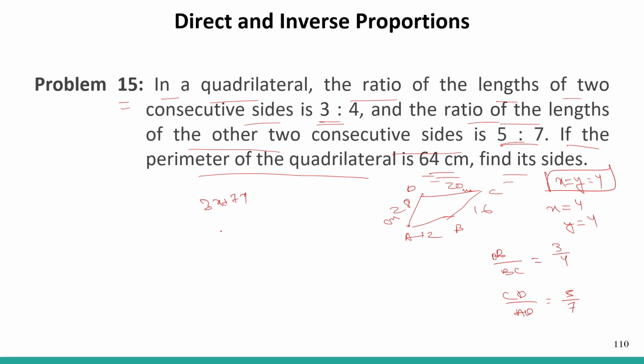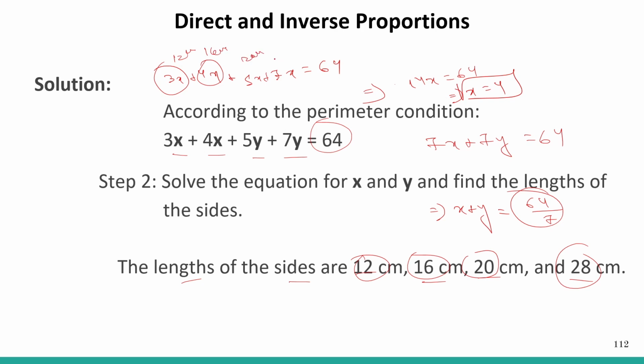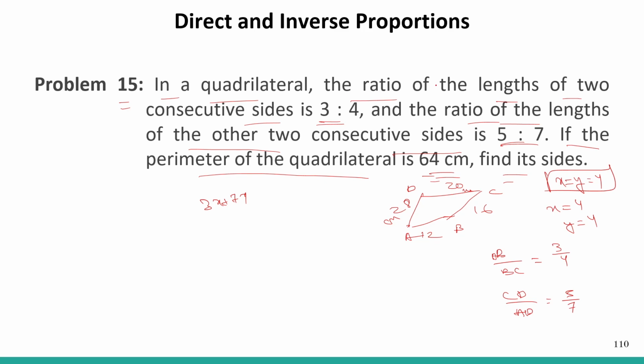3x plus 4x plus 5x plus 7x is equal to 64, right? So this implies that 19x is equal to 64. So this implies that x is equal to 4, and we can easily evaluate 3x, 4x. So 3x is 12 centimeter, 4x is 16 centimeter, this will be 20 centimeter, this will be 28 centimeter. Okay, so combining what we get is 64 centimeter. So we can find individual sides using this kind of method. Okay, so that's all for now. Thank you.